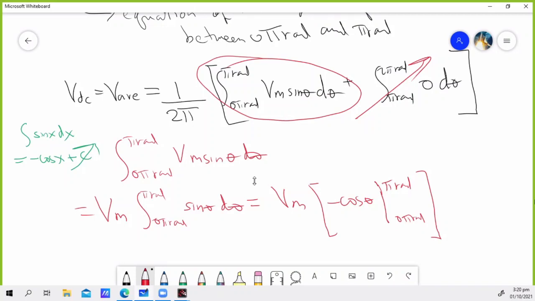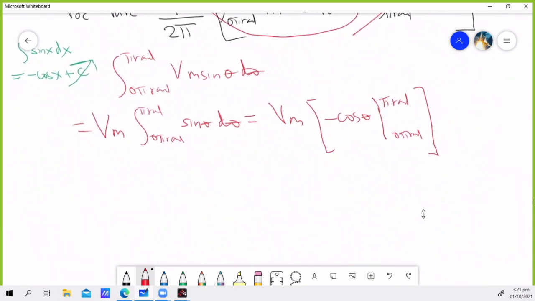Nire-replace natin yung variable ng upper limit and then minus natin yung lower limit. Ano yung upper limit natin? Pi radians. Ano yung lower limit natin? 0 radians. Okay? So, lagay natin dito, that's equal to v sub m times negative cosine of what? Upper limit is pi radians. Lagay na lang natin yung pi, kahit hindi na yung radians, para hindi masyadong marami nakasulat.